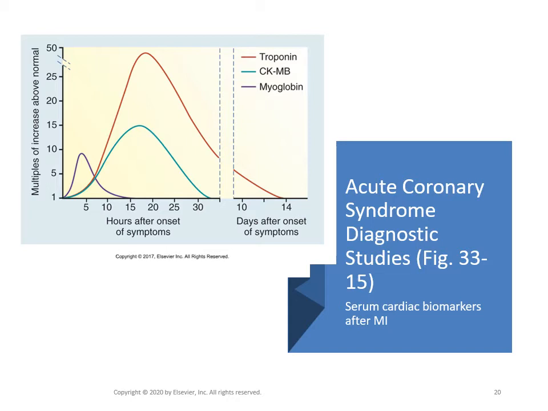Myoglobin is released into the circulation within 2 hours after an MI and peaks at 3 to 15 hours. Although it is one of the first serum cardiac biomarkers to appear after an MI, it lacks cardiac specificity, which is why it has a limited role in diagnosing MI.